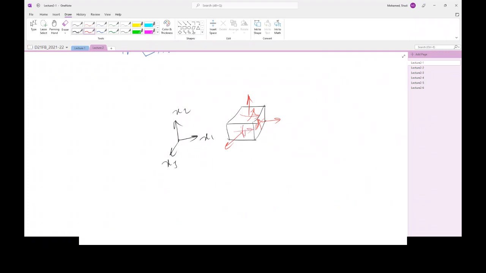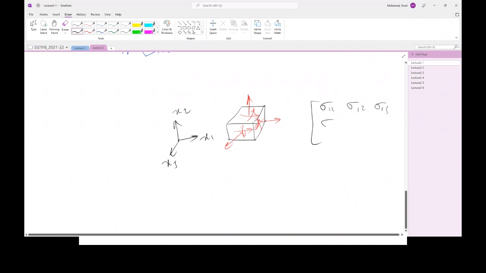And in this case, you can project it into sigma 1,1, sigma 1,2, sigma 1,3, sigma 2,1, 2,2, and 2,3, sigma 3,1, 3,2, and sigma 3,3. Now you change the coordinate system. Instead of this one, you use another one. You have x1 bar, x2 bar, and x3 bar. This is going to change, and you are going to have the bars in there.